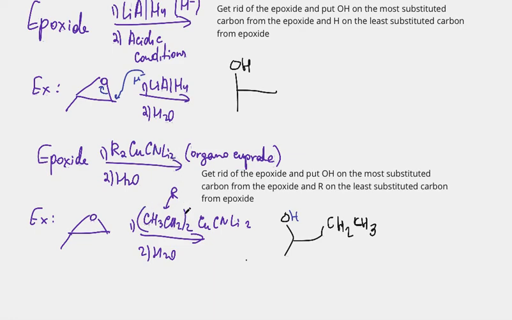You can think basically of what's inside the parentheses as R minus, attacking again the least substituted carbon from the epoxide because it's a base, and bringing the electrons to the oxygen. So you will have, in this case, OH on the most substituted carbon, and then this was my R group, CH2CH3, and that will be on the least substituted carbon from the double bond.